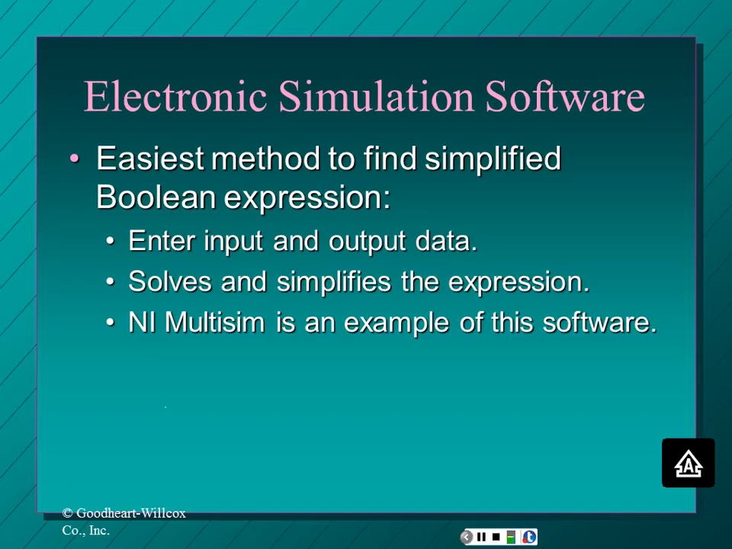There is electronic simulation software that you can purchase that will simplify the Boolean expressions for you without you having to do all the work that we've been doing. But the Karnaugh maps is the easiest way for you to reduce it. Even if you purchased a software like this and had it for yourself, I would not let you use it on the test. So you might as well learn how to do Karnaugh maps.